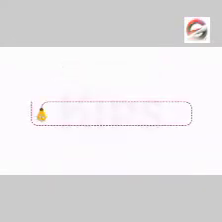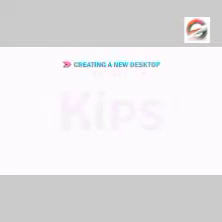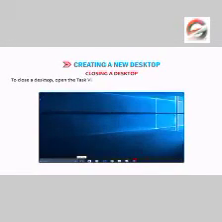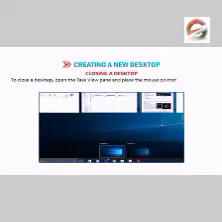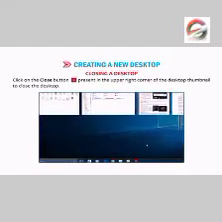Let me give you a tip. You can also drag and drop an application window from one desktop to another. Let me now tell you how to close a desktop. To close a desktop, open the Task View pane and place the mouse pointer on the desktop you want to close. Click on the Close button present in the upper right corner of the desktop thumbnail to close the desktop.